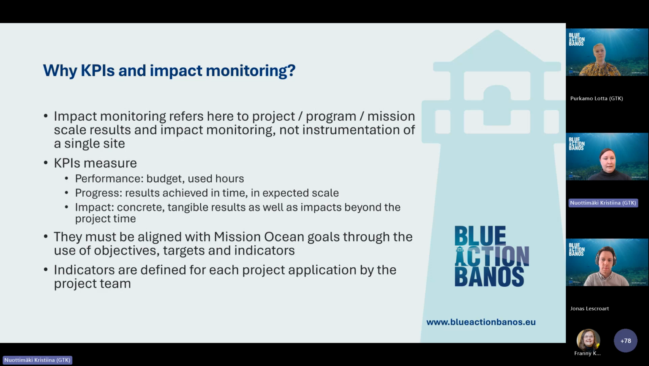The KPIs must be aligned with Mission Ocean goals through the use of objective, targets, and indicators. These are really specific terms that the Mission Ocean uses, so it's important to use them in correct context. And then indicators are defined for each project application by the project team. So this is something that you have to consider within your teams in the application phase already.